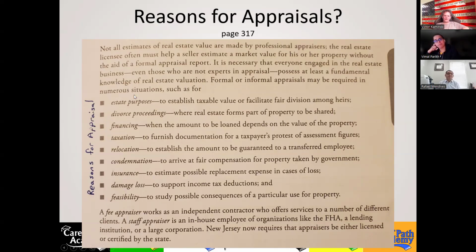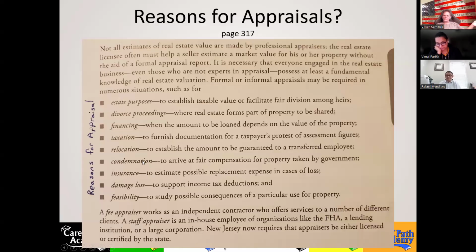Let's go down the list. For estate purposes, to establish taxable value. For divorce proceedings. For financing, to buy something. For taxation reasons. For relocation, when the relocation company may make you an offer on the property to buy it from you so you don't have to put it on the market and deal with the sale.